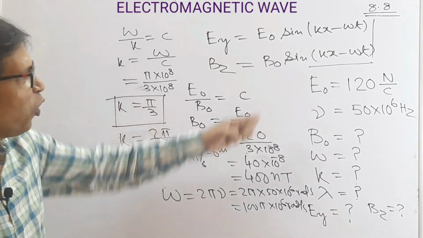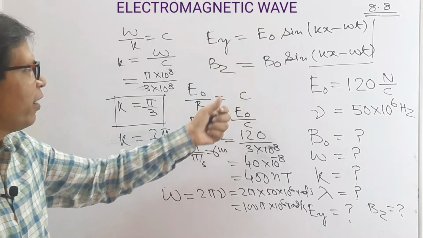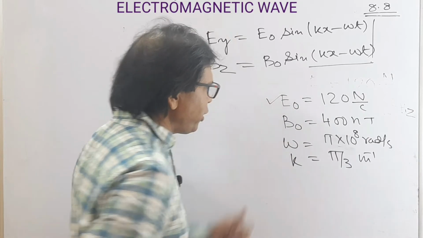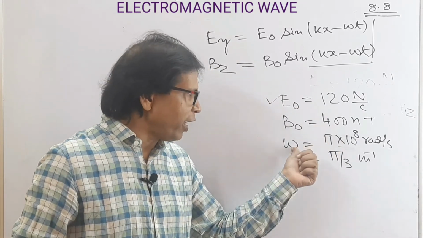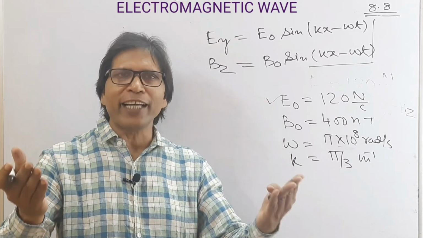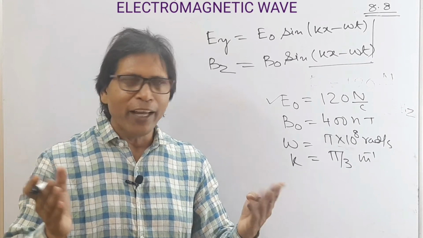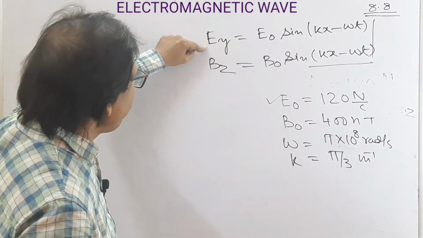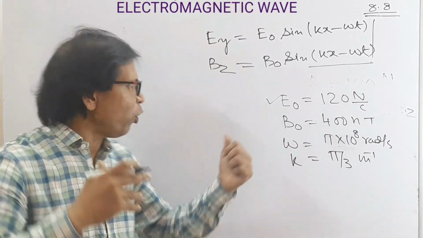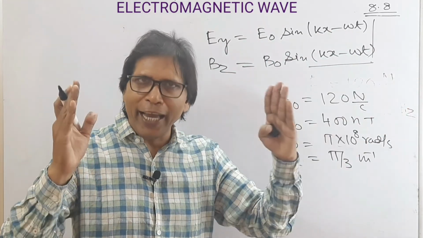Okay. Now we have to express the E vector and B vector. Now from the above discussion we get E naught equal to this, B naught equal to this, omega equal to this and k. Now we have to express the electric field vector and magnetic field vector. Okay. Now look at this, if the electric field oscillates along the y-axis and the magnetic field oscillates along the z-axis, then the direction of propagation will be the x-axis.